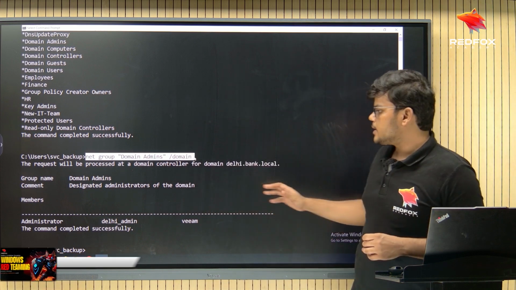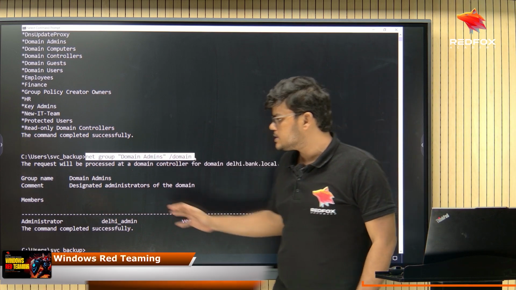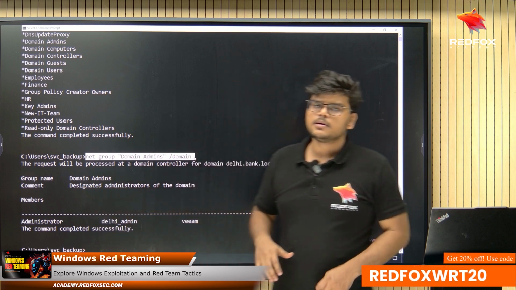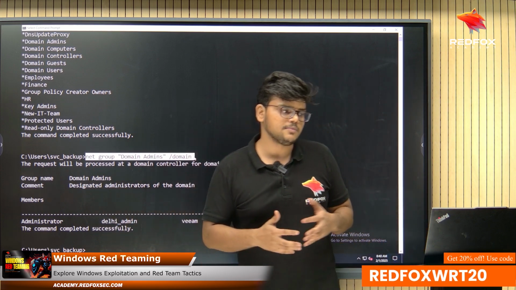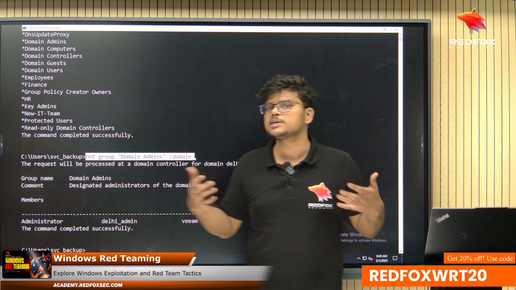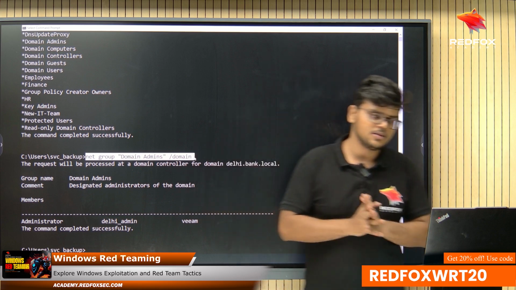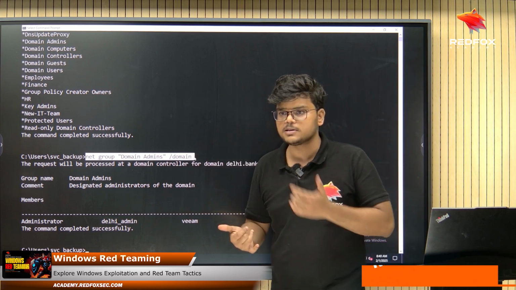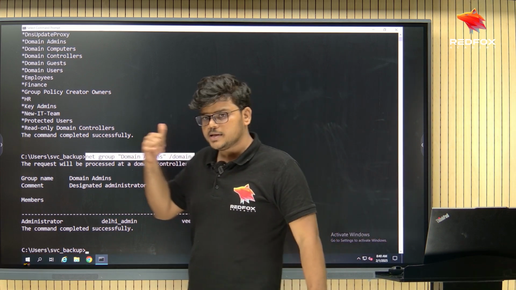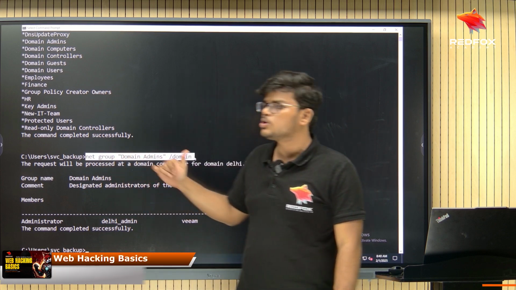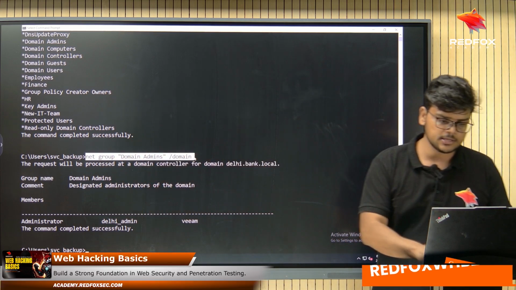So generally we are trying to get access to these users so that we become domain admin for a domain. And once we become a domain admin, it means we have compromised the domain. We can do anything we want. So that's the main objective of our engagement. One of the main objectives of an engagement is to get access to a domain admins group member. That's how you can do that.